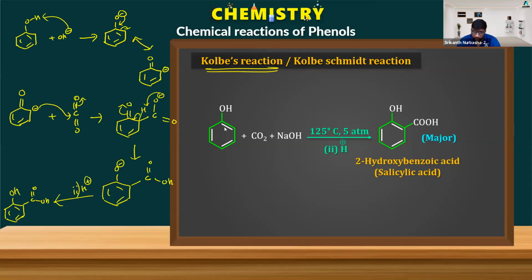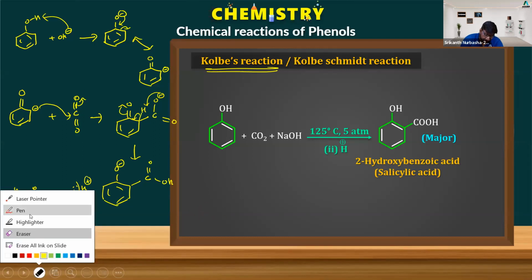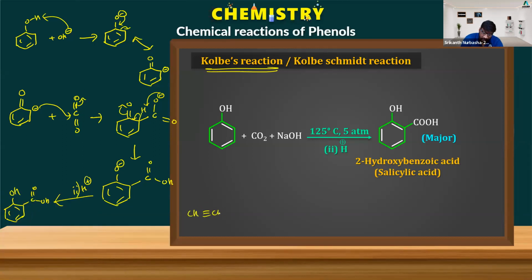I'll generate phenol. I'll give benzene, or I'll give acetylene and you generate benzene first. How to generate benzene from acetylene? Red hot copper at very high temperature.